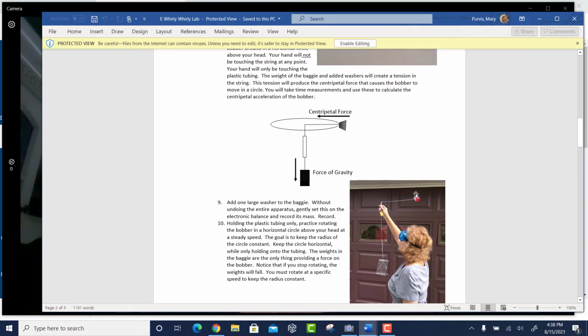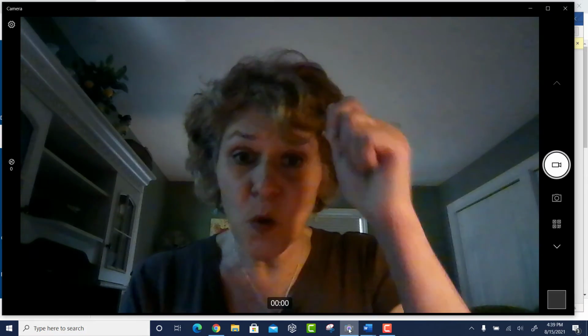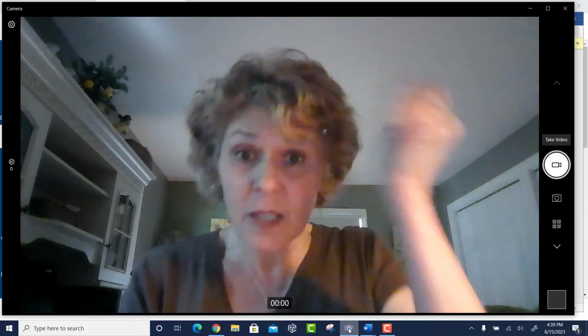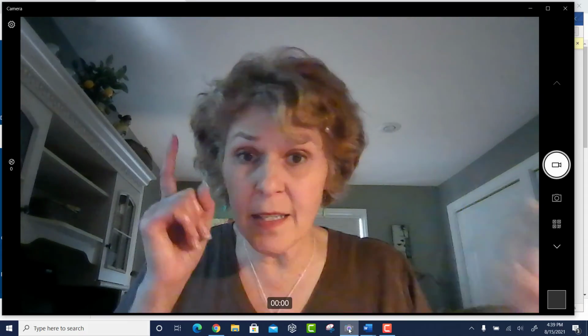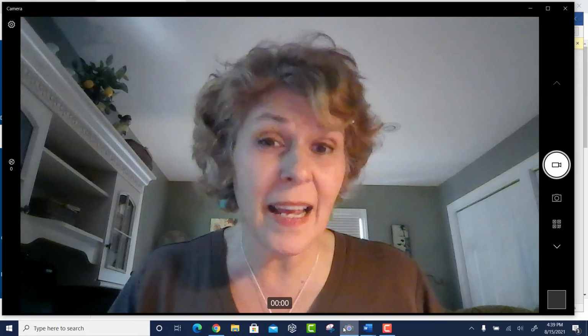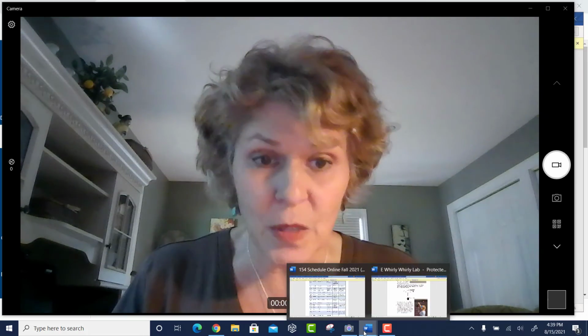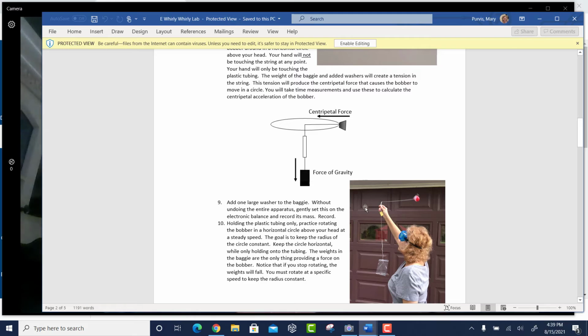So it's just the rotational speed that's going to keep this whole apparatus at the right altitude. You spin too slow, the bobber is going to come in and the whole apparatus is going to fall. You spin too fast, the weights are going to rise and the radius is going to expand. So you're going to have to adjust your rate of spin, slow it down, speed it up in order to keep the radius steady. And if you don't do that, you're going to have bad data and you're going to get bad results. So that's really, really tricky.